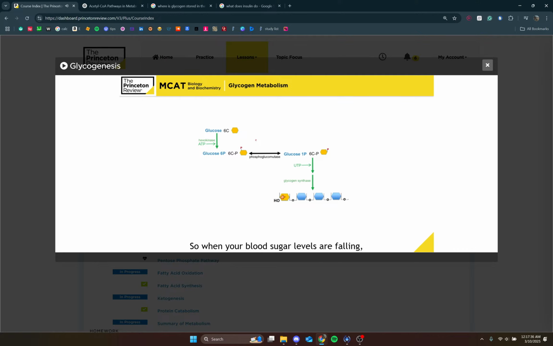So when your blood sugar levels are falling, then the first thing we want to do is to pop a glucose off of glycogen. So the enzyme that does that is called glycogen phosphorylase. And actually, what he does is phosphorylate this glucose. He phosphorylates it on the 1' carbon and then pops that guy off of there.